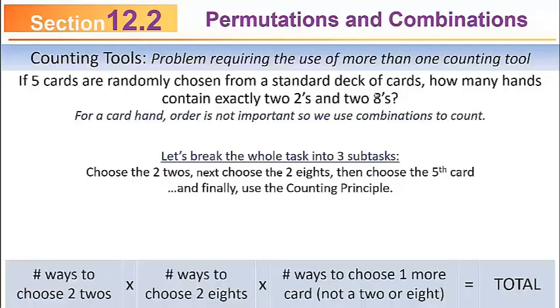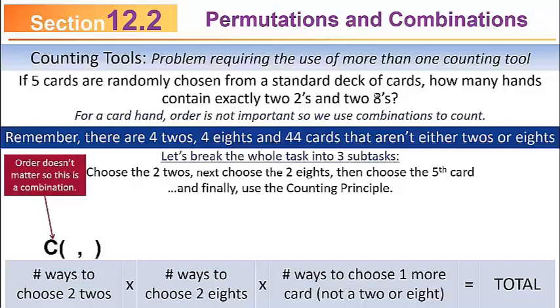So think about this. You're going to take the number of ways to choose your two twos. You're going to find the number of ways to choose your two eights, and then you're going to find the number of ways to choose your one more card. That fifth card can't be a 2 or an 8, because we only want exactly 2 twos and exactly 2 eights. So if that card were either a 2 or an 8, we would have more than 2 twos or more than 2 eights.